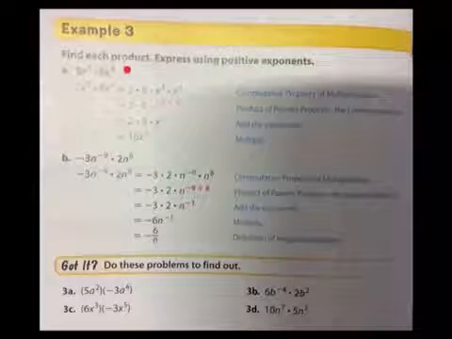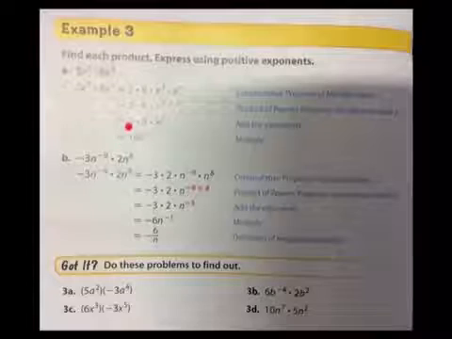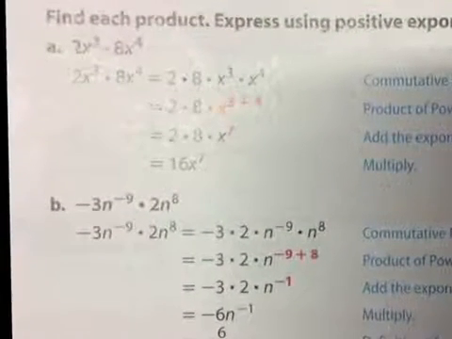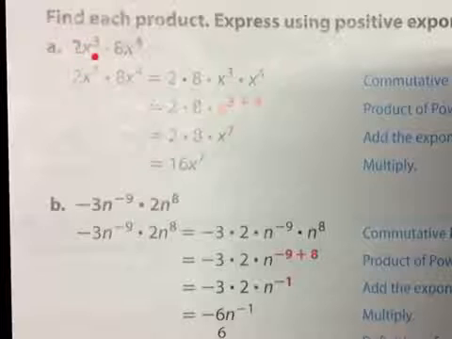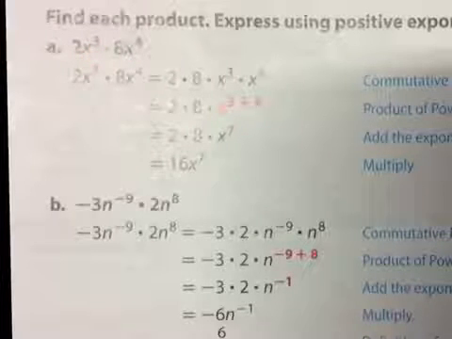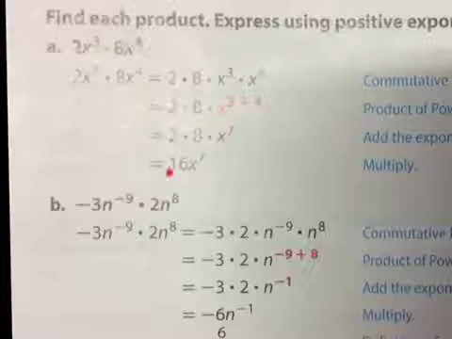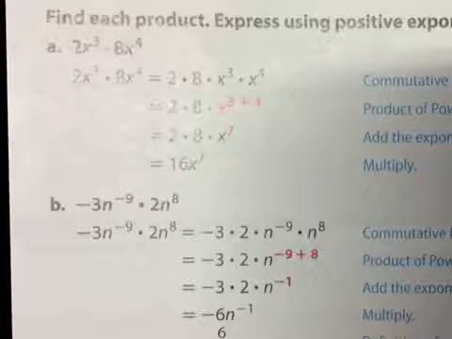Really what we're doing is we're going to simplify this entire operation and convert it into one term. So the way it works is, if you take a look carefully, we're going to take the 2 from here and the 8 from here, and multiply those two together to get 16. We're going to take the x to the power of 3 and the x to the power of 4, and add those exponents so that we get x to the power of 7. So now we have 16x to the power of 7. This, boys and girls, is pre-algebra.